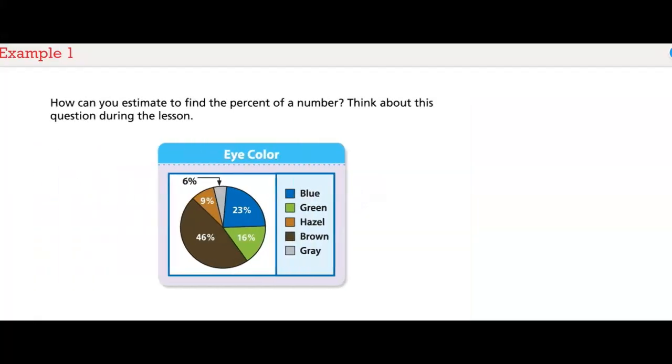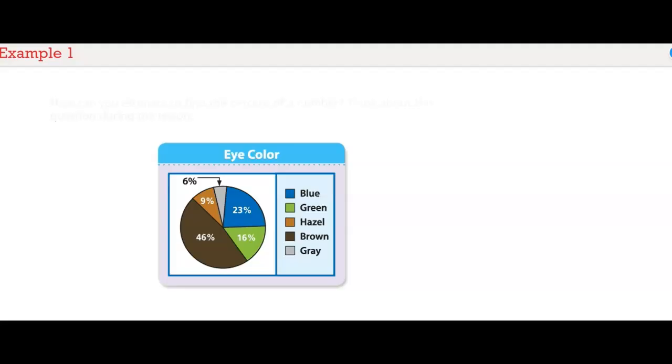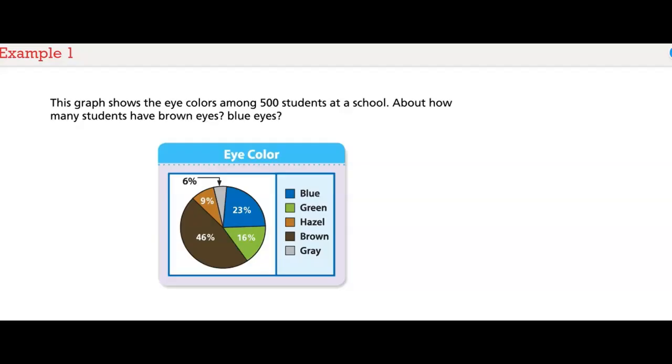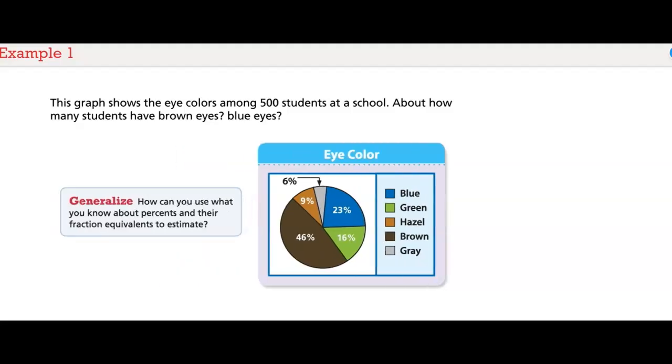How can you estimate to find the percent of a number? Think about this question during the lesson. This graph shows the eye colors among 500 students at a school. About how many students have brown eyes? Blue eyes? How can you use what you know about percents and their fraction equivalents to estimate?